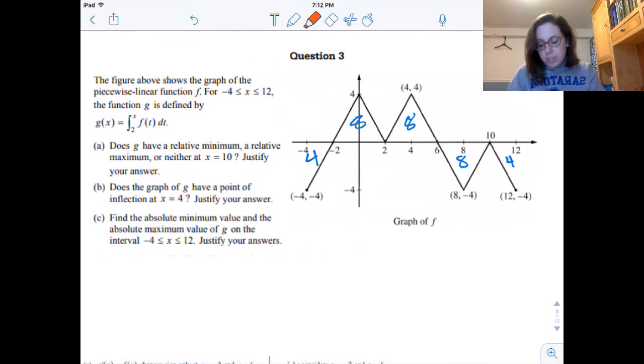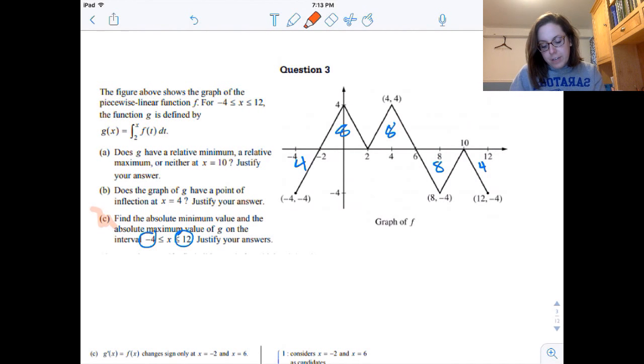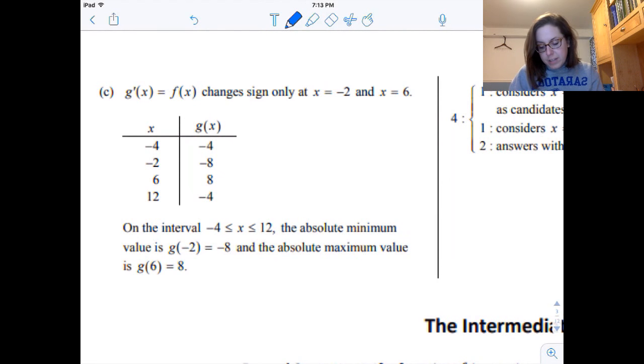So just part C, find the absolute min and absolute max of G. I'm going to start by saying this is a closed interval, so my end candidates are -4 and 7. I'm going to look for critical values: -2, 2, 6, and 10, right? And you could actually eliminate some of those because you don't have a sign change there. So you really only need -2 and 6. But this would be what we would want to do.